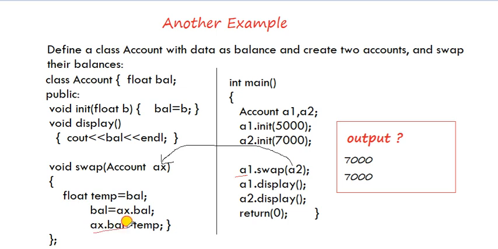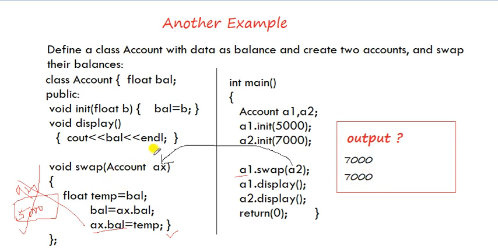Now in AX dot balance, temp is 5000. But that 5000 is in a local variable. Say AX is a local variable here. So if it is modified here, you made it 5000. But this modification will remain local, because when the control exits this block, this is destroyed from memory, and when you come back, A2 will remain unchanged, that is 7000 only. That's why you get 7000.